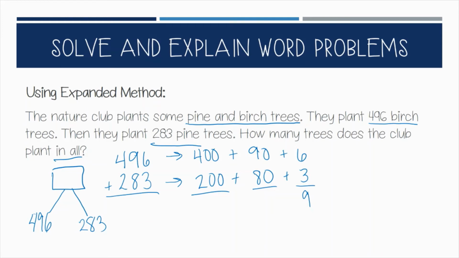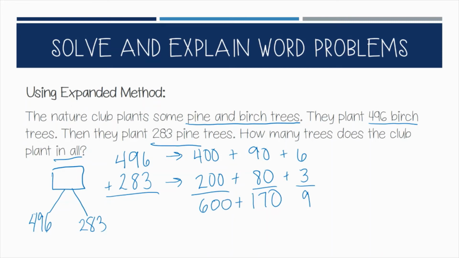And then I can look at the next one. I have 90 and 80. Well, I know that 9 plus 8 is 17. So 90 plus 80 is 170. And now I can add up my hundreds, and I have 400 plus 200, and that is 600.